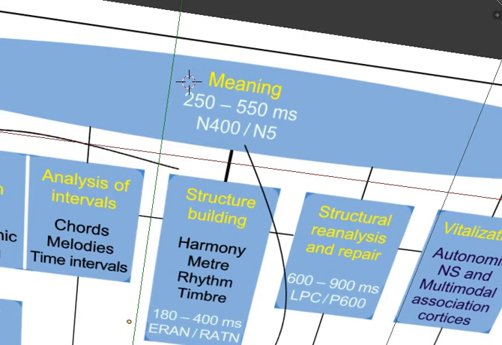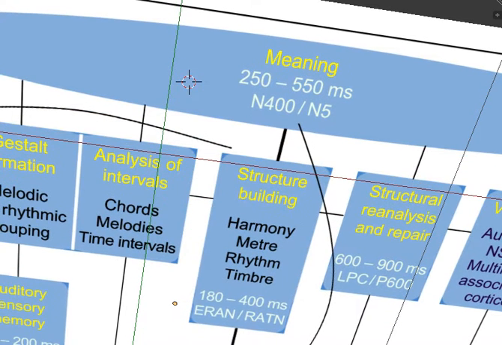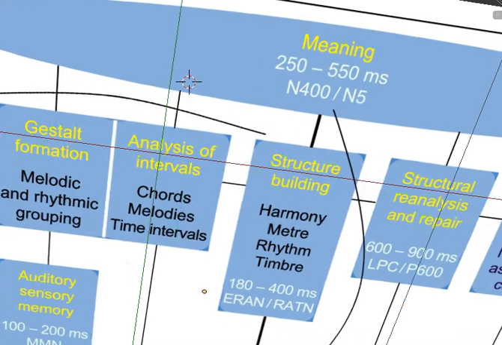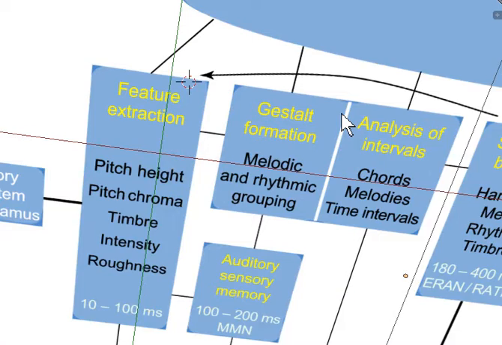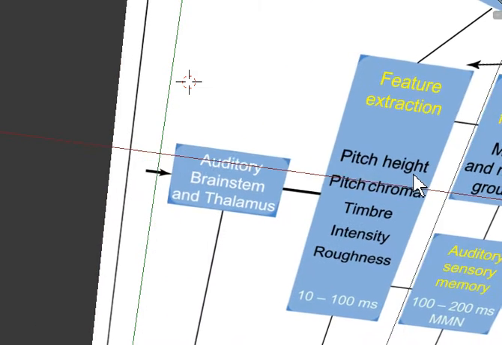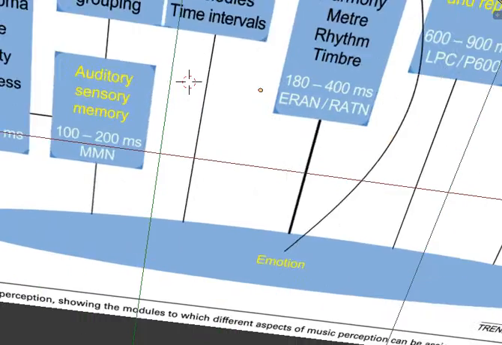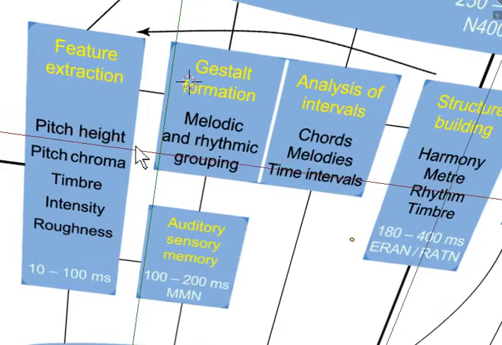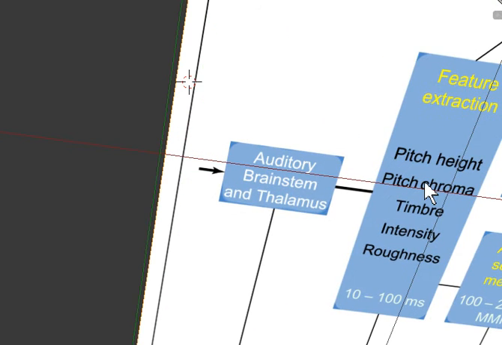So apparently the meaning of music seems to be extracted between 250 and 550 milliseconds. The critical N400 is there, no surprise to me, which I think is awesome though. Okay, so the auditory brainstem and thalamus tend to regulate emotion, although more than emotion is involved, but I guess it's not necessarily the prefrontal cortex that's involved so much in music.